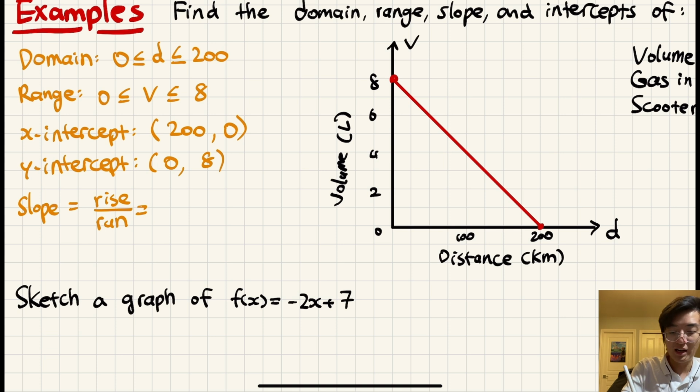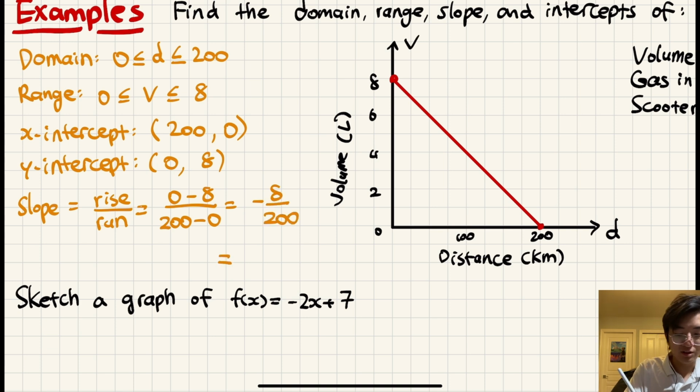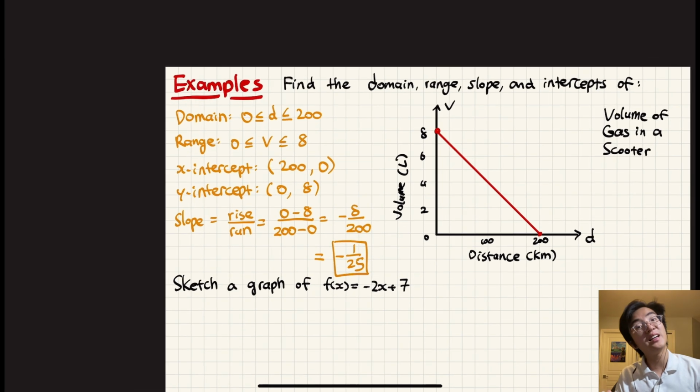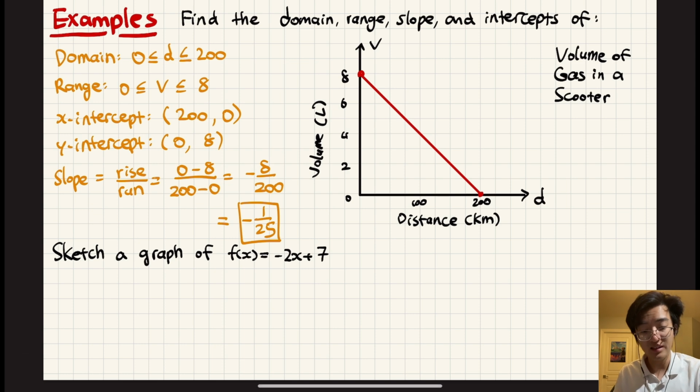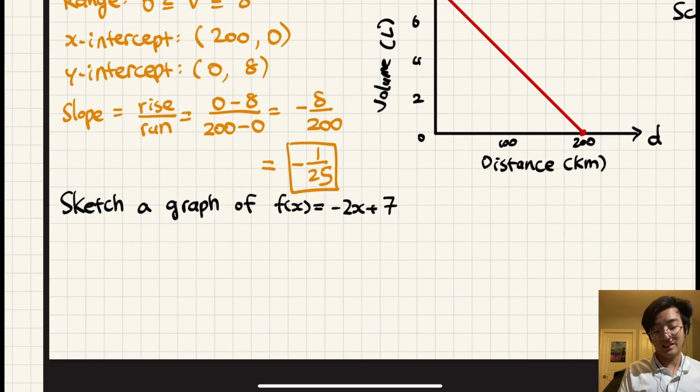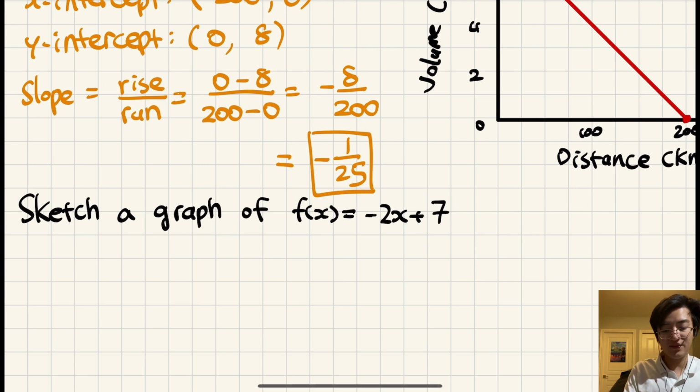So the rise is the y values. The y value of the x-intercept is 0, and the y value of the y-intercept is 8. And the x value of the x-intercept is 200 minus the 0 for the y-intercept. It's negative 8 over 200. We'll quickly reduce that to get negative 1 over 25, and that is the slope of this graph. Pretty much it. Okay, so now let's reverse everything and sketch a graph of this function right here.